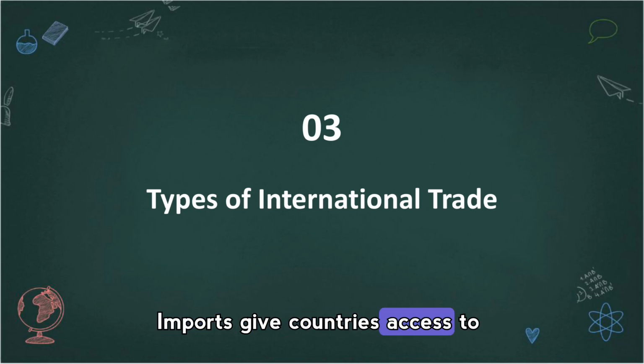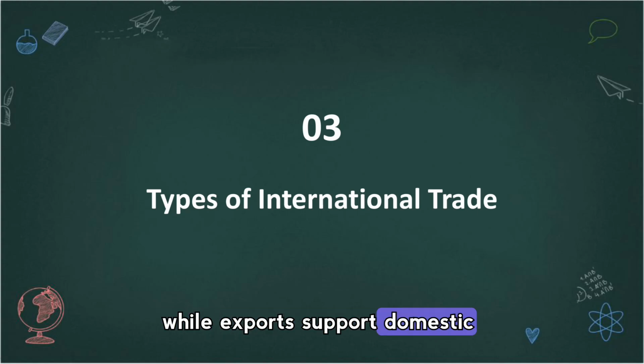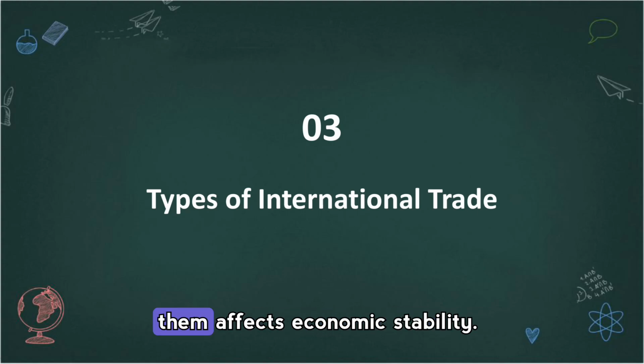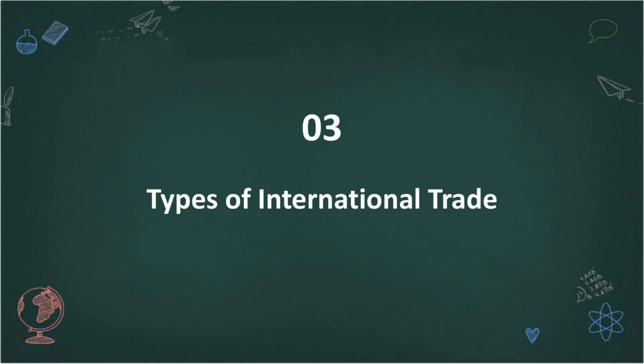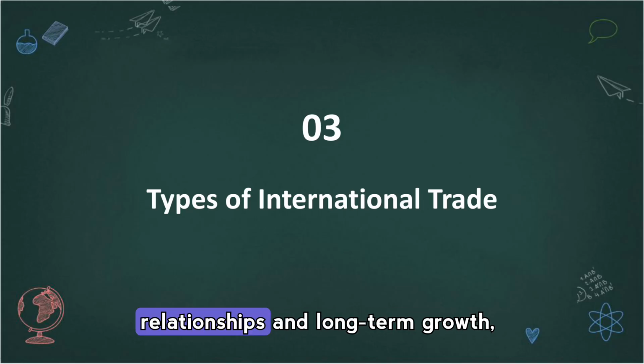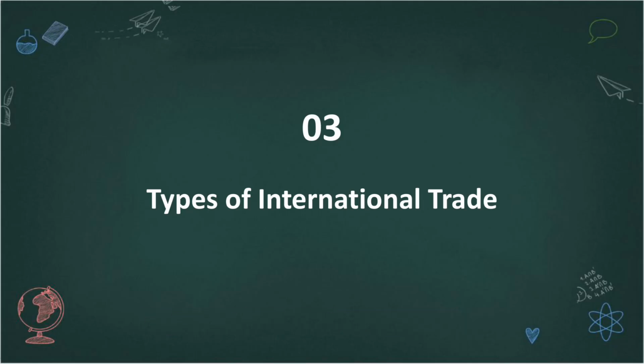Imports give countries access to resources and products they lack, while exports support domestic industries and generate foreign revenue, and the balance between them affects economic stability. Managing deficits or surpluses is crucial for healthy trade relationships and long-term growth, so nations carefully strategize what to import and what to promote for export.